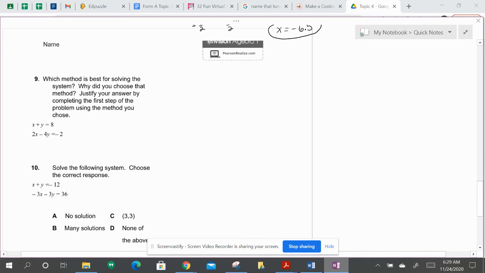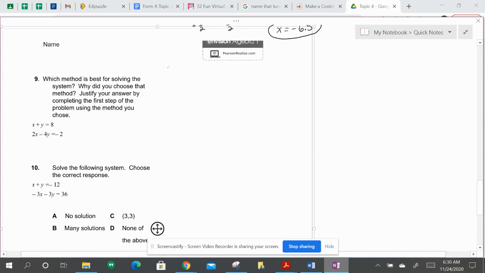So first of all, I would probably eliminate the graphing method since neither of these is ready to graph. And graphing is one of those methods that maybe is not the most accurate. That's probably not the method I would choose here. So let's look at the other two methods and how we might say them.